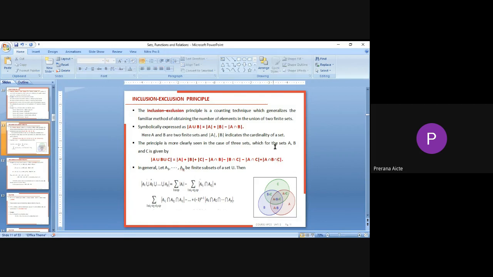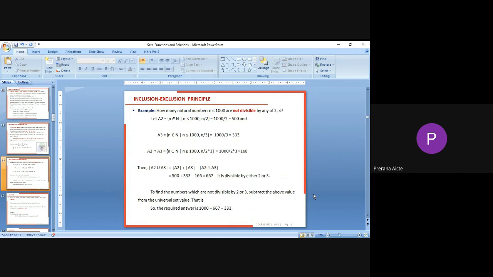This inclusion exclusion principle we can represent with the help of a small diagram to understand how the values come. This is an example which is one of the applications of the inclusion and exclusion principle. The problem is given like this: how many natural numbers less than or equal to 1000 are not divisible by any of 2 or 3? We need to find the total number of natural numbers less than or equal to 1000 that are not divisible by either 2 or 3.